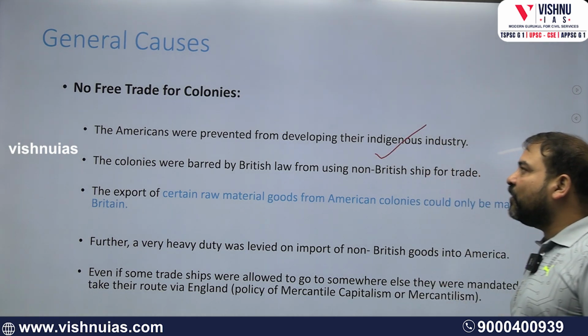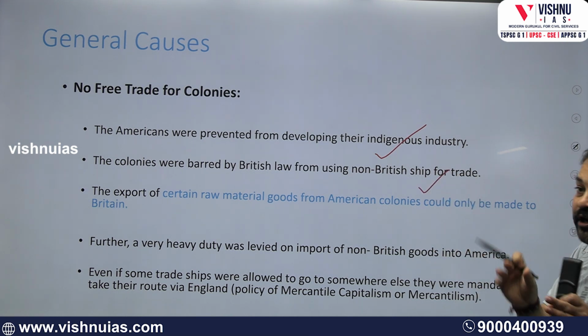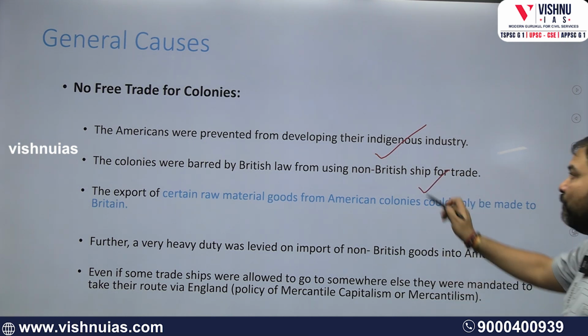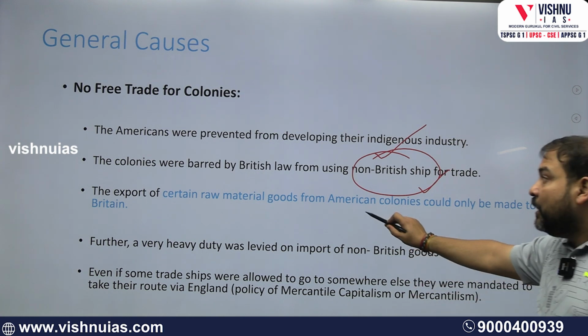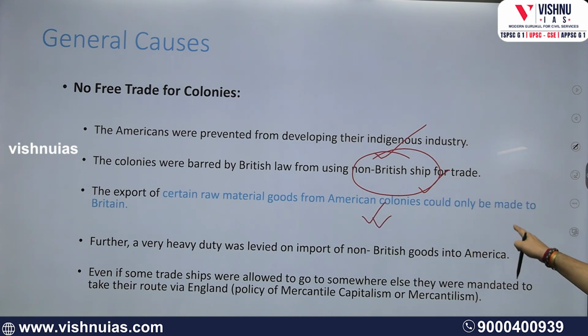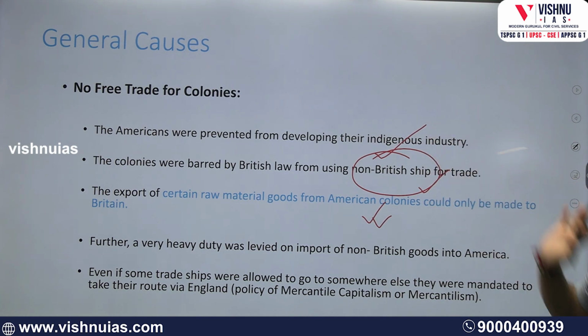Americans were prevented from starting their own industries. The colony could not send goods by a non-British ship. If you have to send anything outside, use a British ship only. You could not export any raw material to any other country. First of all, send it to Britain. Then from Britain, you can take it to any place in the world.